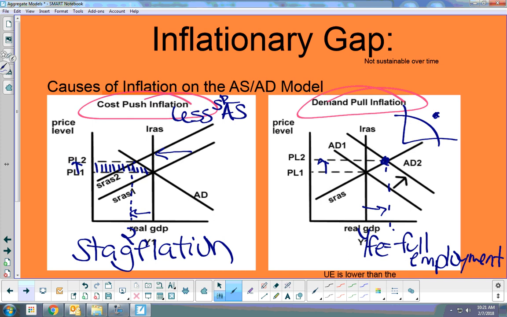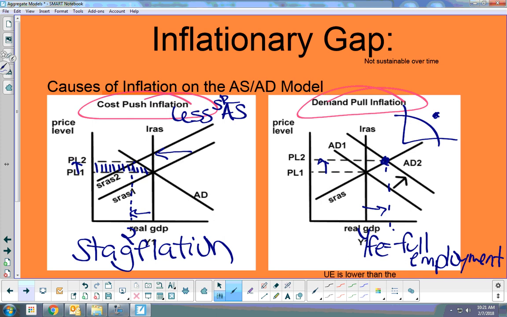Carson? Well, could it be if employment is below 4%? Full employment doesn't necessarily mean 0%. It's the 4 to 6%. Can you have less than 4 to 6%? Yes, if you have 2% unemployment or 3% unemployment, then you'd be past full employment. You'd be better than full employment.